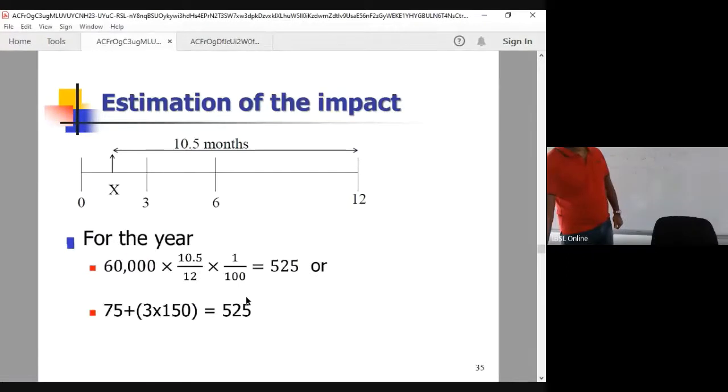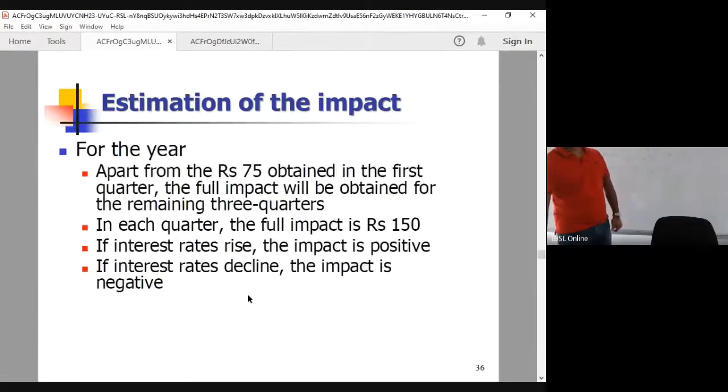Okay, so then we go into the assumption of exactly how much the impact is for the year. So basically in this assumption, we are taking the fact that we know that for the first quarter it's 75.